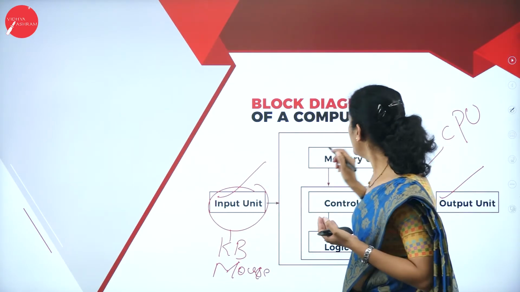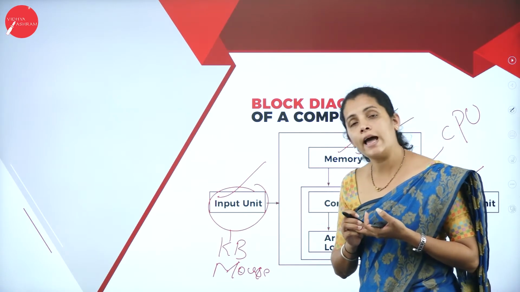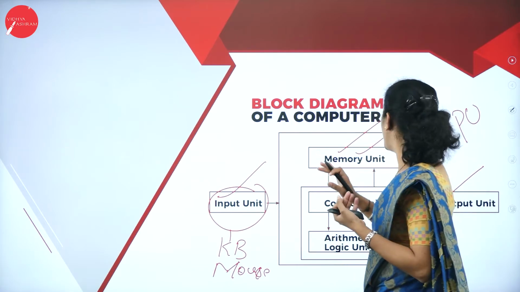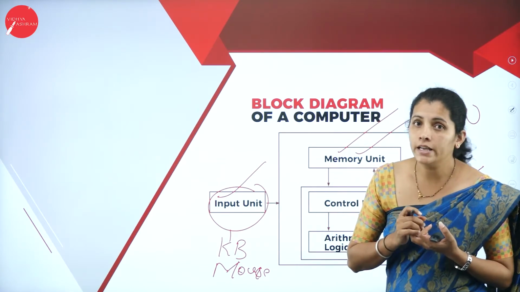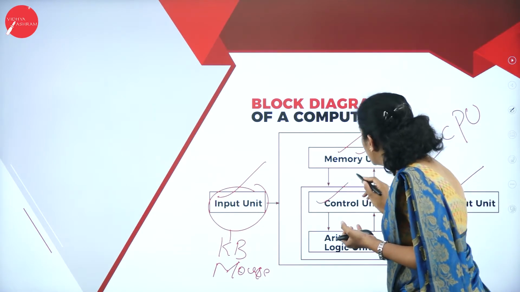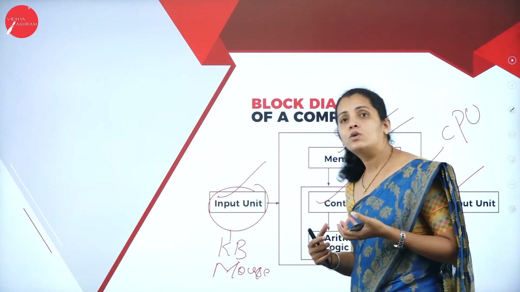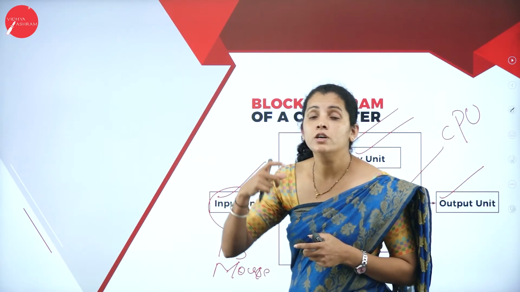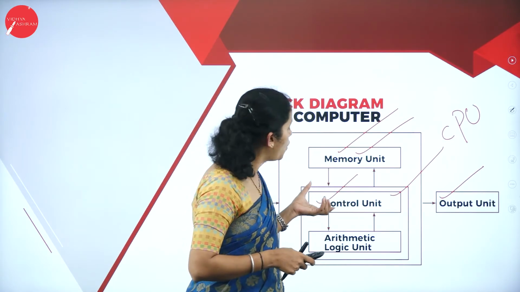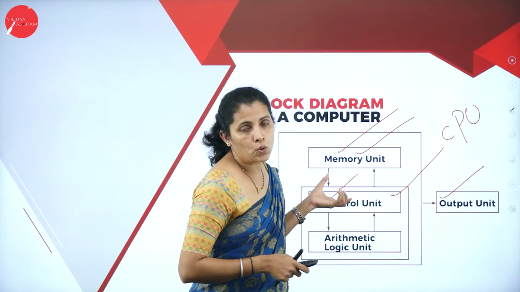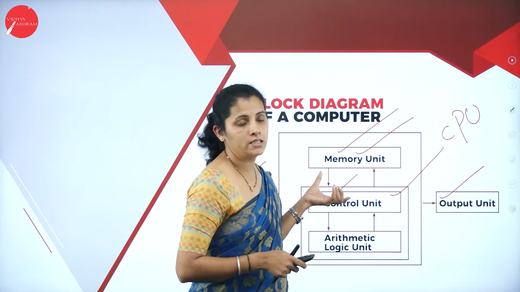So in the memory unit, we are going to have primary memory, that is RAM and ROM. Whereas the CPU is further classified into two types, that is control unit and arithmetic unit. So what is the control unit? The name of the unit itself indicates that it is responsible for coordinating and controlling all the operations which are carried out inside the CPU.